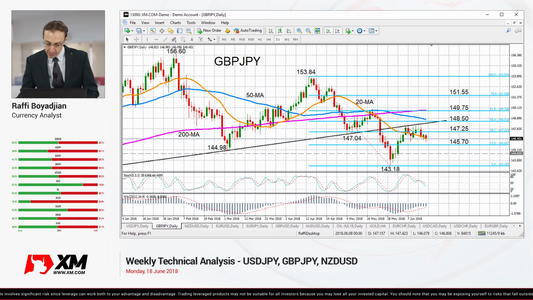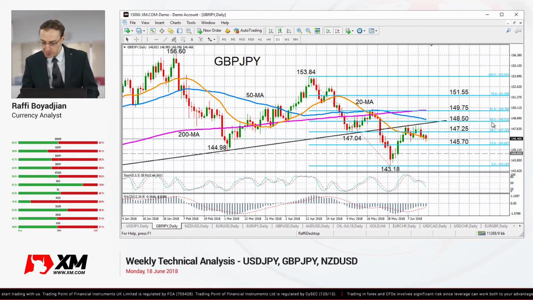To the upside, we had seen resistance coming from the long-term ascending trend line from back in May. Of course, the pair did breach that ascending trend line from earlier in May. So that support then turned to resistance earlier in June. Before that resistance level there, though, we could have another resistance level coming from 38.2% Fibonacci at 147.25.